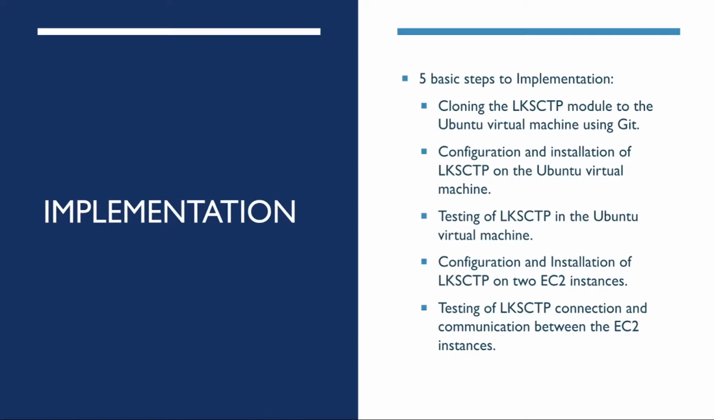This is the implementation portion, and there are 5 basic steps to the implementation. Cloning of the Linux kernel module to the Ubuntu virtual machine, configuration and installation of the kernel module, testing of the kernel module in the virtual machine, configuration and installation of the module on 2 different EC2 instances, and testing of the module connection and communication between those instances.